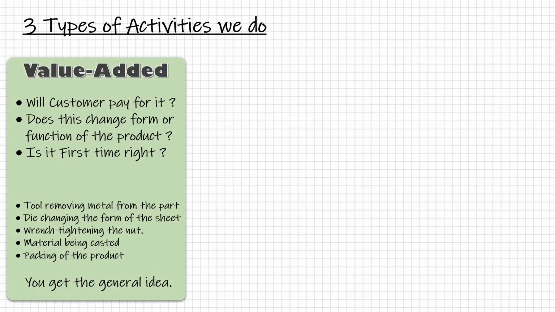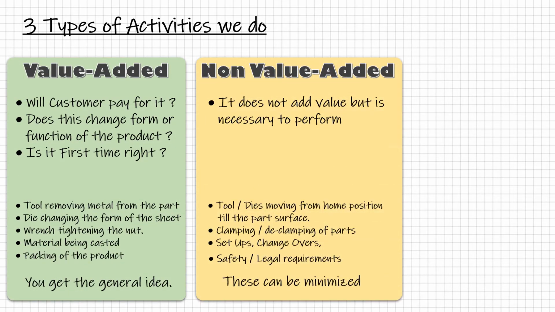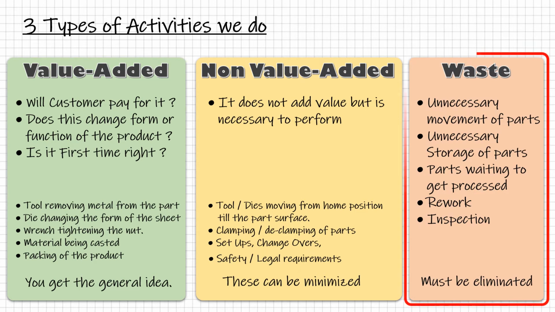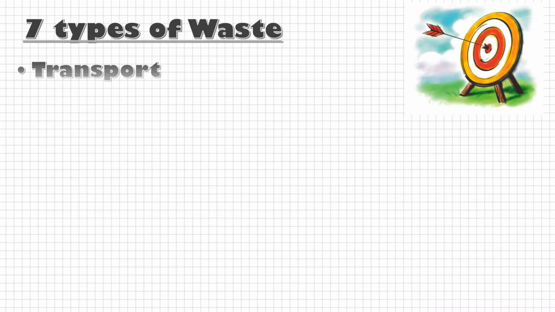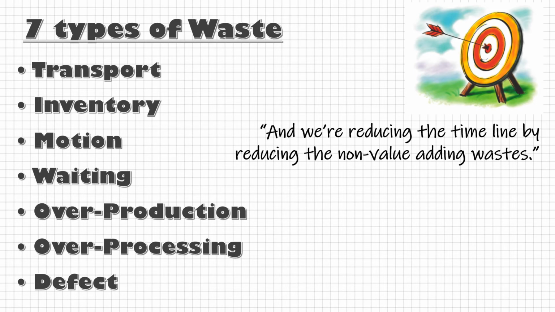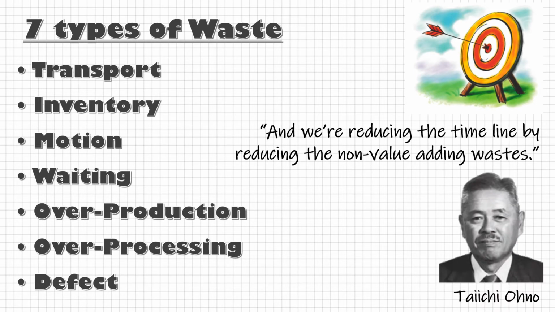In the last lesson, we learned that almost all the activities we do can be divided into three categories, and our target is to reduce the waste. Lean manufacturing has identified 7 types of waste in an organization, and eliminating them will make our production system more cost effective.